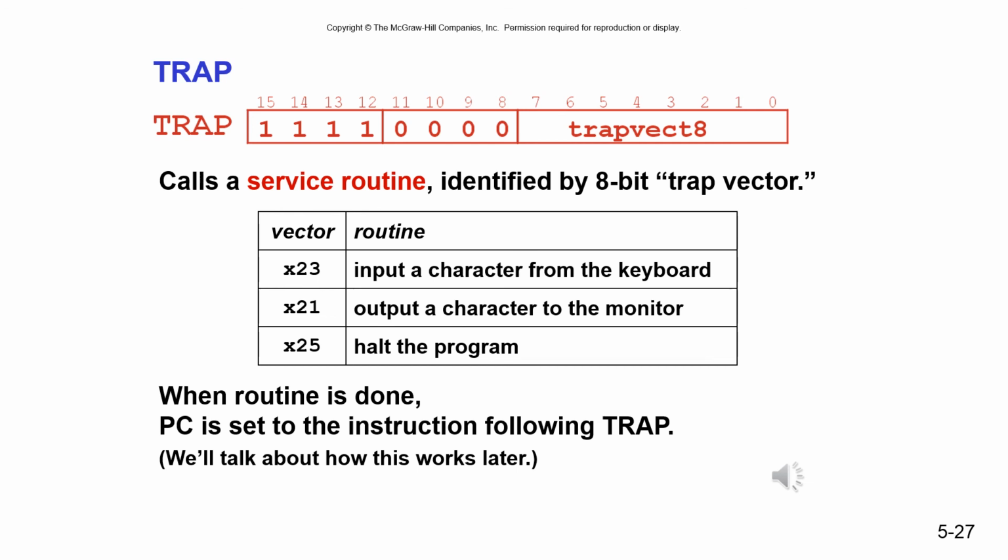Hex 21, output a character to the monitor. Hex 25, halt the program, which stops the clock, stops the clock cycle from running, stops the program from going +1, +1, +1, +1, +1 with the counter. So we'll talk about how this works later in very significant detail, but it is included in the overview of the control instructions. And that, my friends, is the end of the second part of the lecture for Chapter 5.